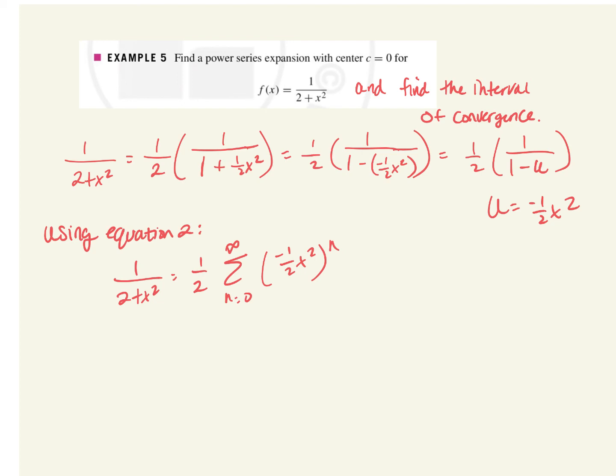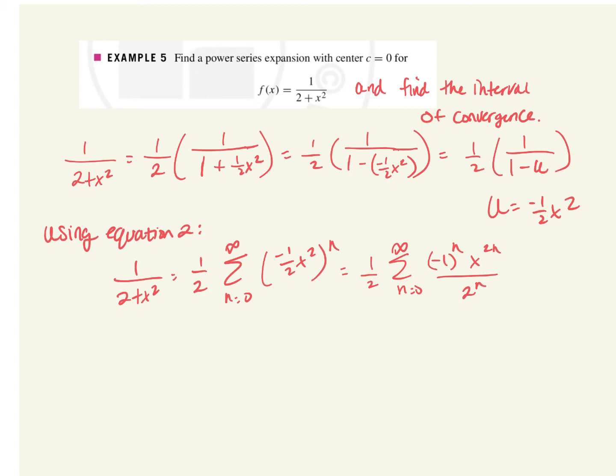So I'm going to rewrite this a little bit, clean it up. Keep that half out there for a moment. The textbook puts it in there right away, I think, but it wasn't super clear to me, so I want to make sure you guys see it. So we have a negative 1 to the n, right? If I put that n into both terms up there, I have an x to the 2n over a 2 to the n. Right, so I'm just taking this n power and putting it into my u, my negative 1/2 x squared.